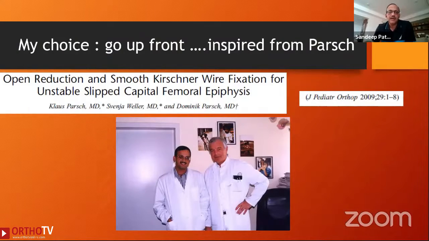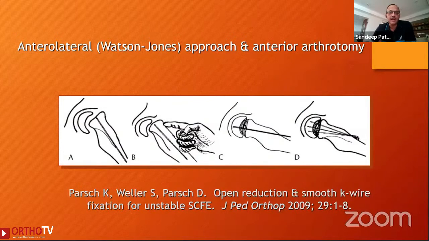My choice, however, has been inspired from Parsch and my comfort from the anterior part. His method of doing an open reduction with a smooth pin fixation for unstable slips. So the anterolateral approach and an anterior arthrotomy in unstable slips, which Parsch has published, where he got a partial reduction, reduced the angle, maybe resected a little neck and pinned it.